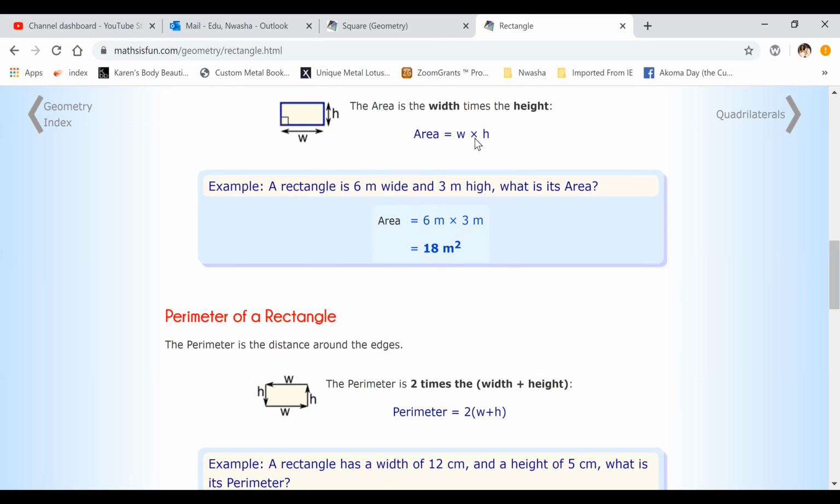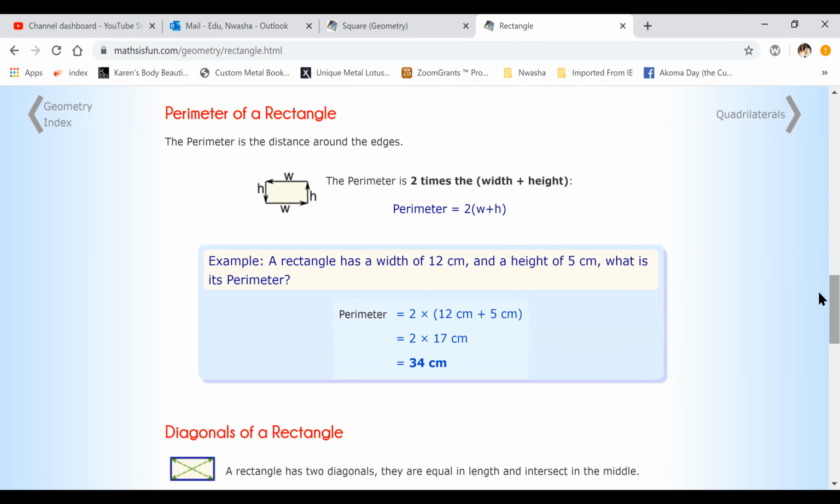Area equals width times height. In the word problem or in the labeling of the picture, you just want to replace. Do you know the area? Then you put that number there. Do you know the width or the height? Then you put that number there. In this case, we knew the width and the height, so what we had to actually come up with is the area. Coming down a little bit, here is the actual formula for perimeter.